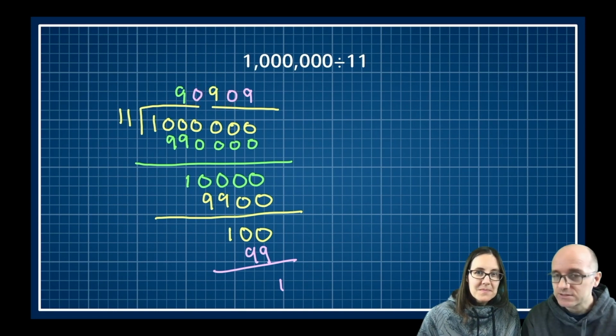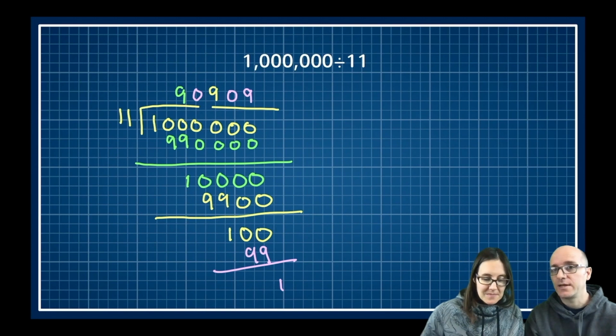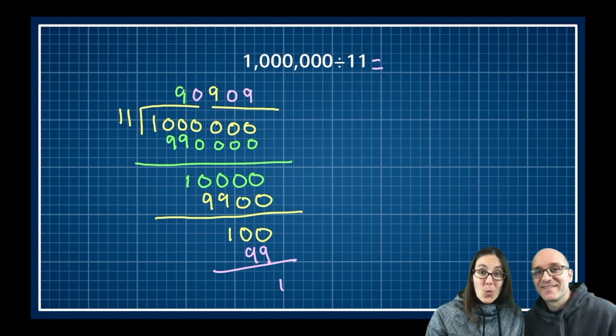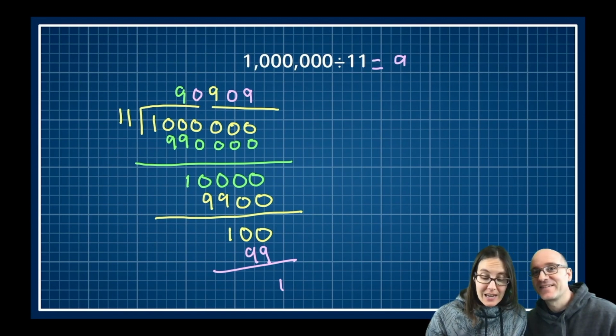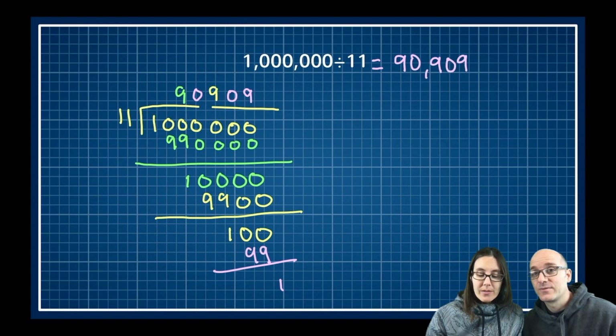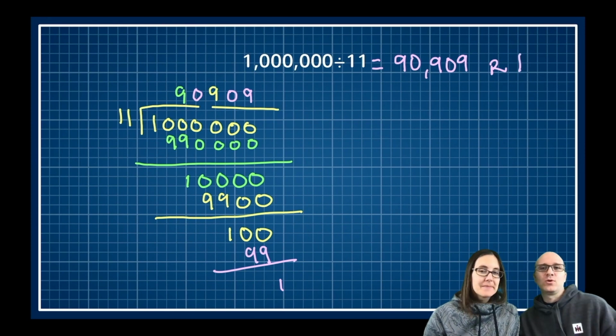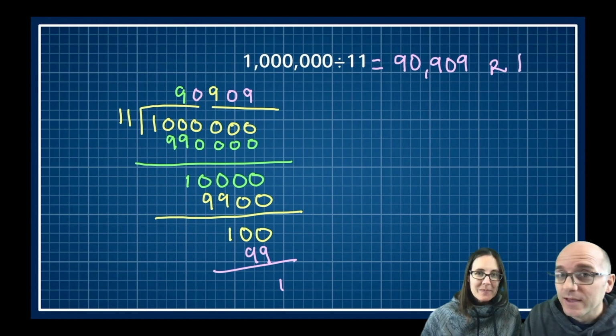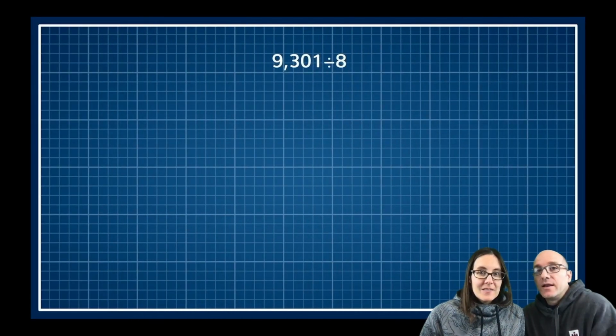So the final answer is, go ahead. 1 million divided by 11 is 90,909 with a remainder of 1. Yes. Well done, Science Mom. Thank you. Okay, and then one last example.